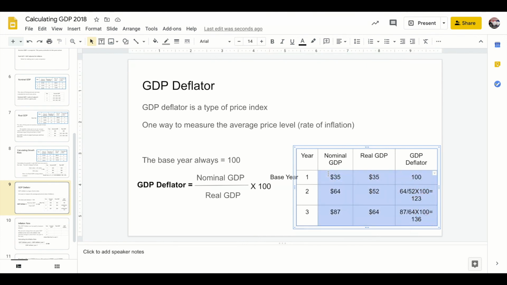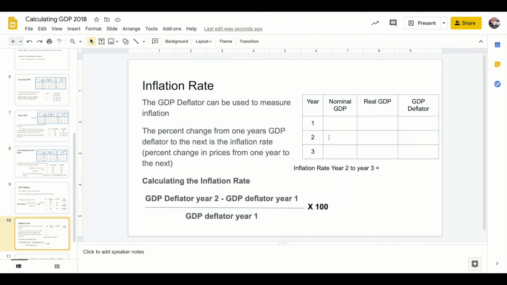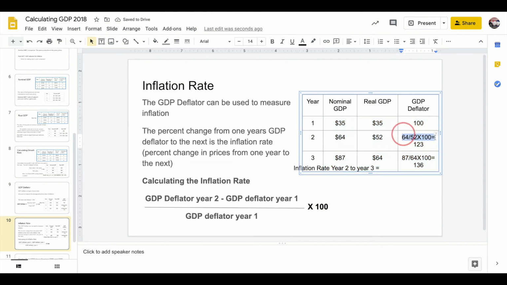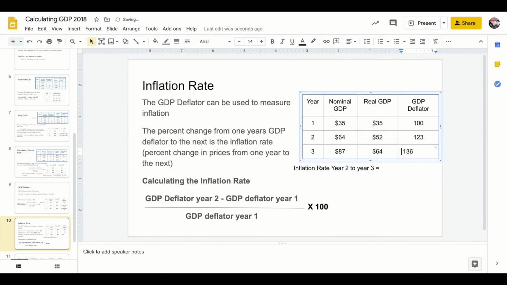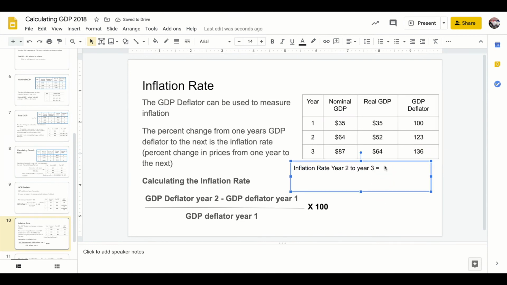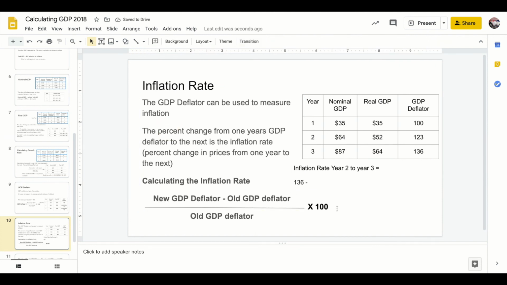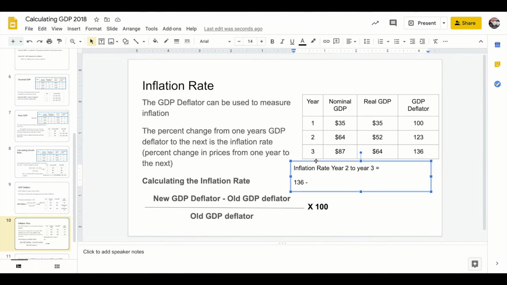Okay, now we can take this information over here to our last table and use it to make some sense of stuff. Now we can measure our inflation rate, aka the percent change in prices from one year to the next. Remember, this is new minus old divided by old times 100. And so our new number is the most recent year, so year 3. New is 136 minus old 123 divided by old 123 times 100, and we're going to have to math that.